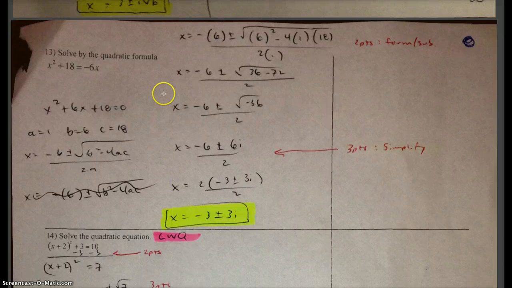Question number 13. It says solve by the quadratic formula, which means you have to take this over, so you have to add 6x. There it is. x squared plus 6x plus 18 equals 0. Your A, B, and C. A is 1, B is -6, C is 18. Always write down the quadratic formula. -b plus or minus square root of b squared minus 4ac all over 2a. And then you'll do your substitutions. Notice how I gave you 2 points just for your substitutions.